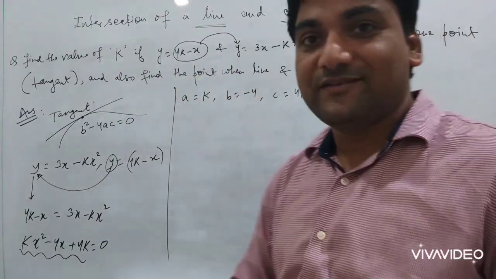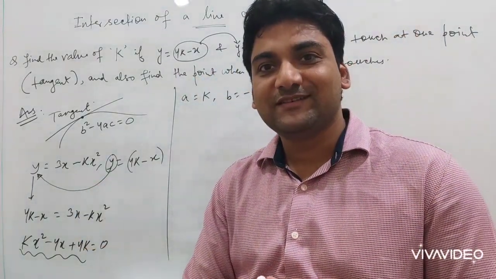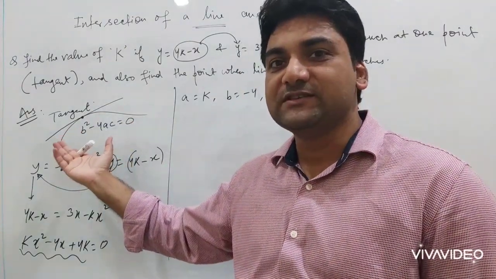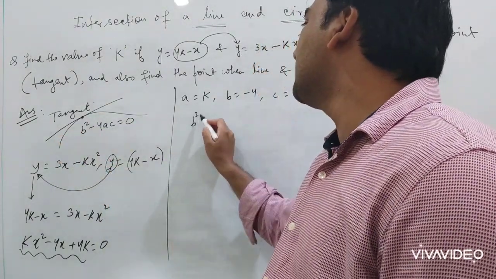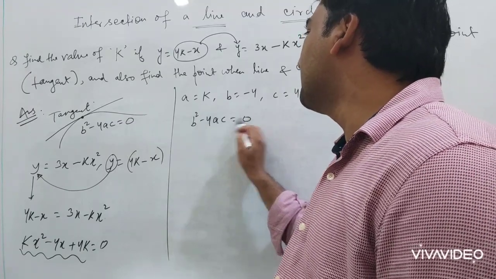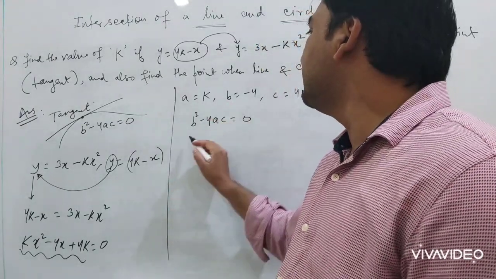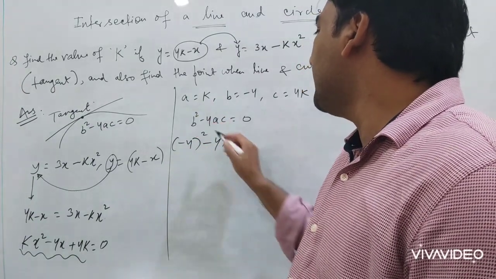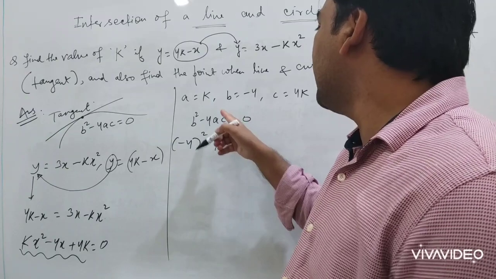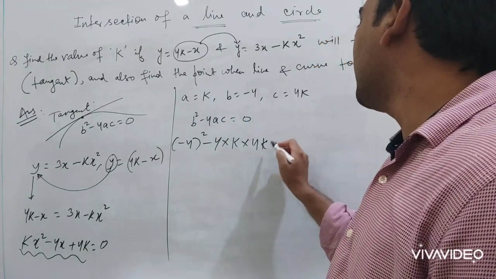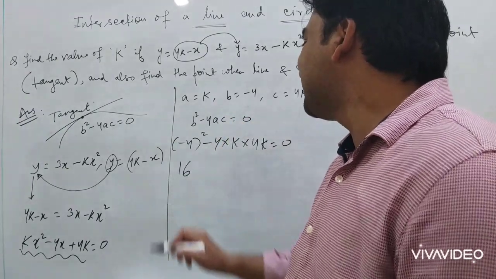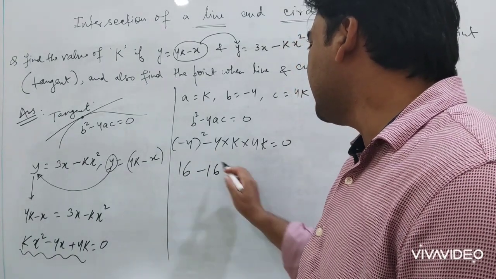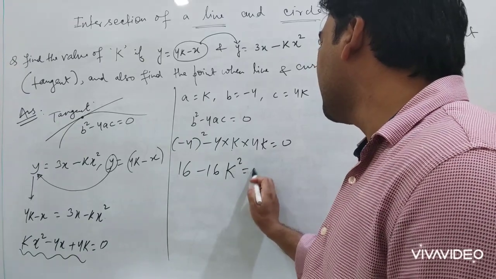Since the line and the curve are touching at one point, so it is the tangent case. At that point we know the concept is b square minus 4ac, so I will apply b square minus 4ac equal to 0. Now b is minus 4, so minus 4 whole square minus 4 times a, which is k, and c is 4k, equal to 0. So here I got 16 minus 4 times 4, which is 16, times k times k, that's k square.